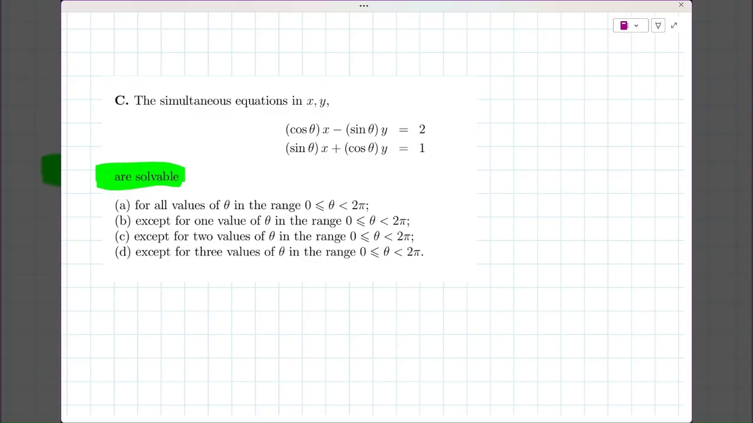So what kind of equations are these? Are they linear? Are they non-linear? Remember that theta is a constant to be set. And why would the simultaneous equations not be solvable?